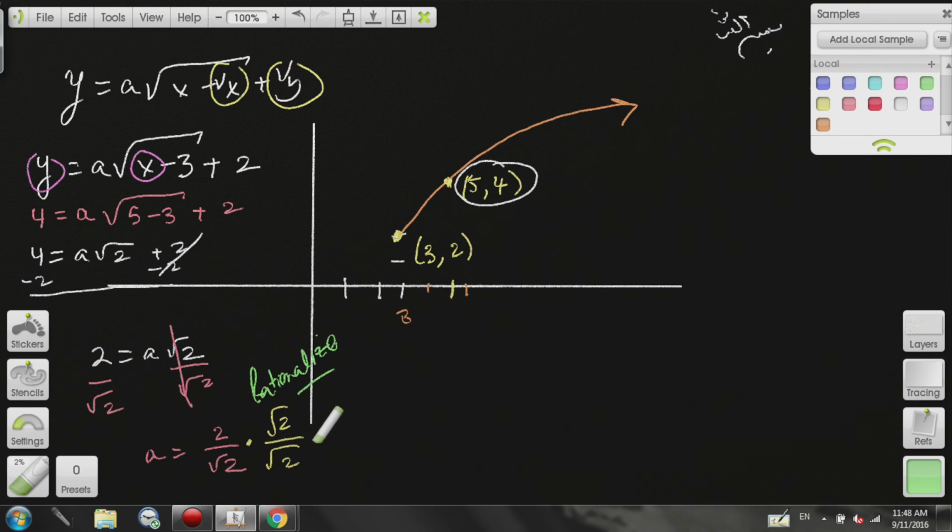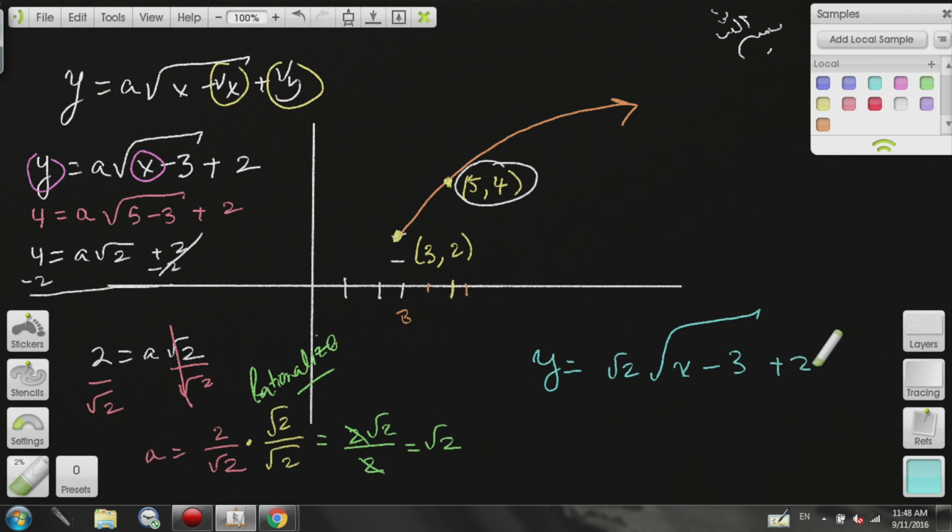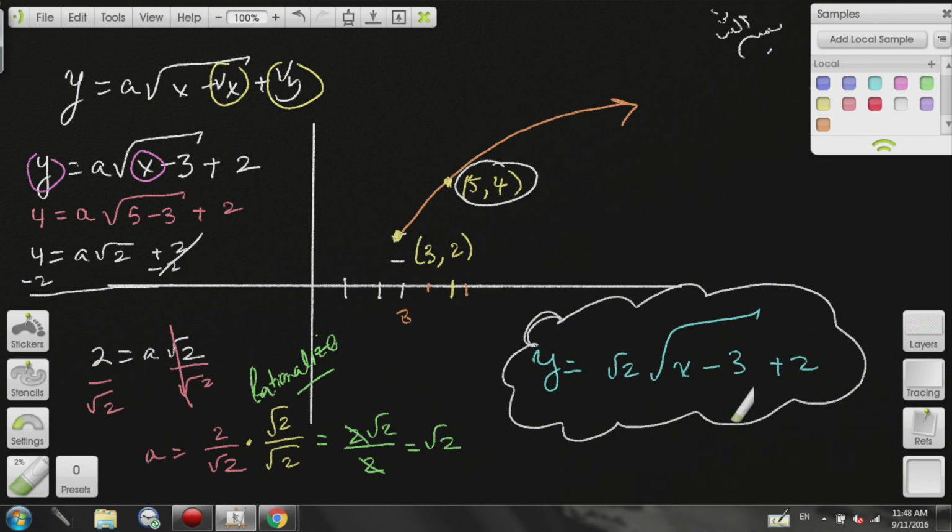So we multiply top by square root of 2. On the top you get 2 times square root of 2, and the denominator, square root of 2 times square root of 2, that's just 2, right? Now these cancel out, that becomes square root of 2. Oh, that's not bad. Now we know what a is. So this then becomes y equals square root of 2 times square root of x minus 3, plus 2. You can leave it like that, and that's perfectly alright. Ta-da! So you can figure out the equation of the radical function if you're given the vertex and one other point reasonably easily in this manner that I've shown.